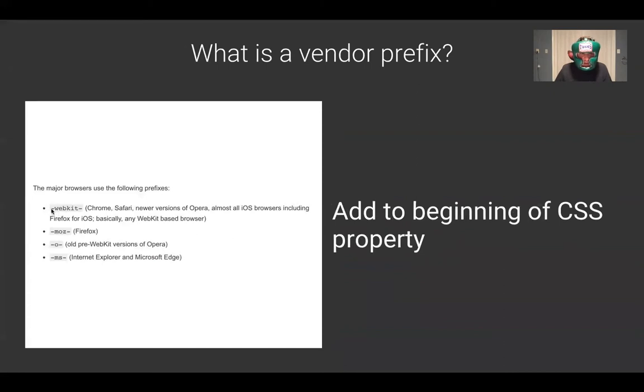So dash WebKit dash, we add that to the CSS for using Chrome or Safari for the website to show up in, dash MOZ dash for Firefox, dash O dash for old versions of Opera. I don't know if anyone uses Opera, but it's a browser popular in Europe, and dash MS dash for Microsoft Edge or Internet Explorer if you're using really old Internet Explorer.